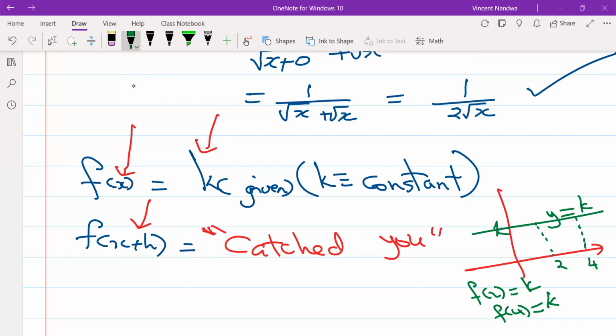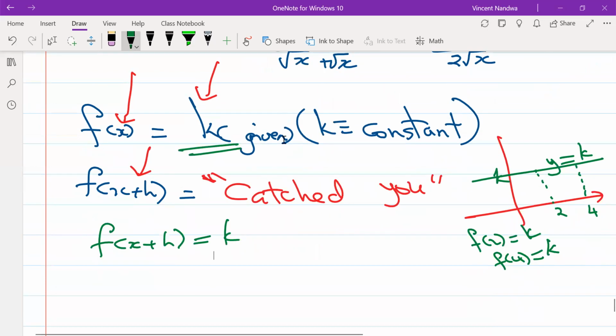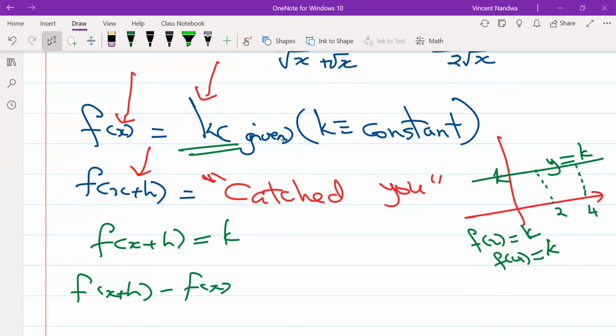So f of x plus h, the value is k. Remember, constant means that it doesn't change regardless of the input you give it. So f of x plus h remains k, which means our f of x plus h minus f of x will be given by k minus k.